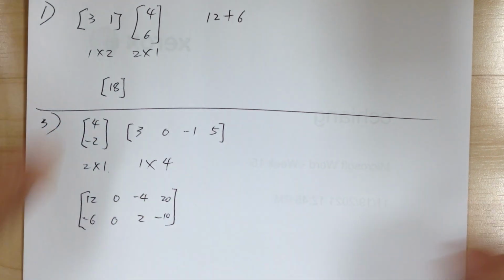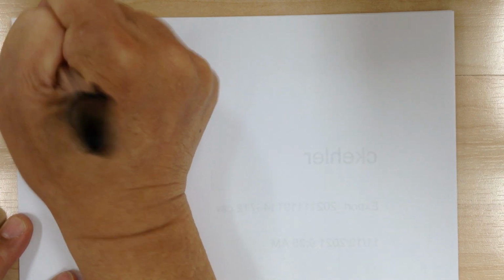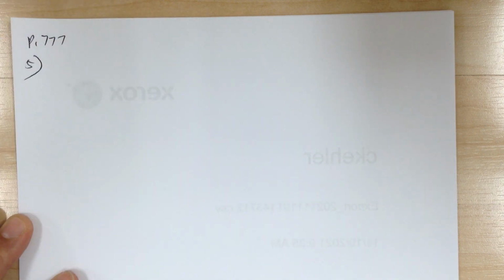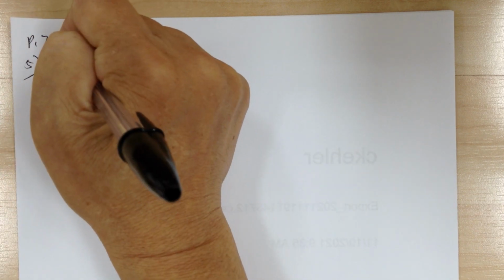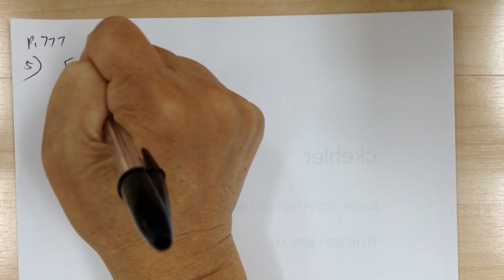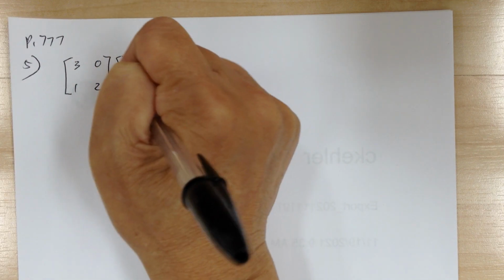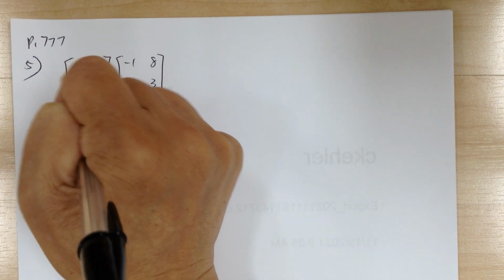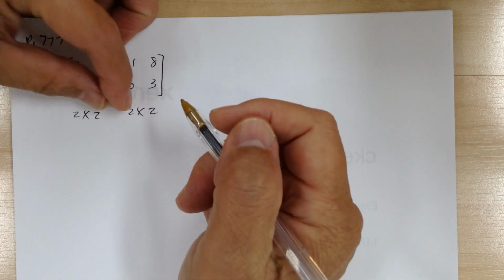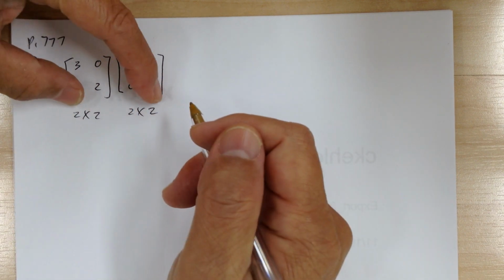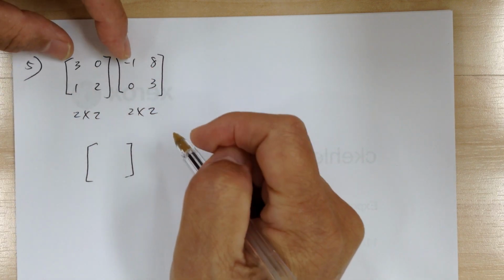Okay, let's go to the next one, number 5. So you've got [3, 0, 1, 2] times [negative 1, 8, 0, 3]. This is 2 by 2 and this is 2 by 2. Again, the inner numbers match, so yes, you can multiply and your final answer would also be 2 by 2. So let's go and multiply again.